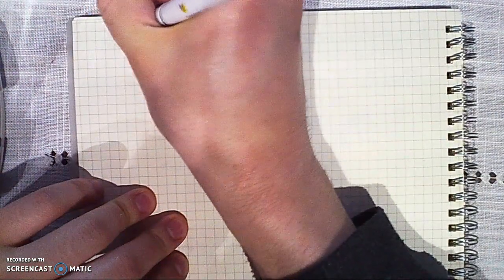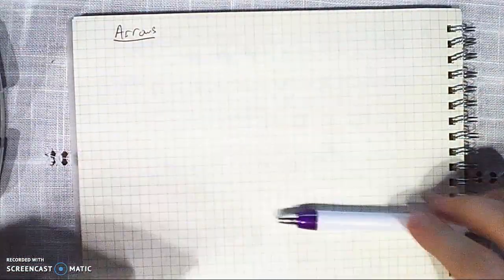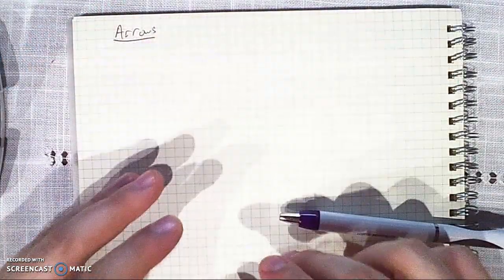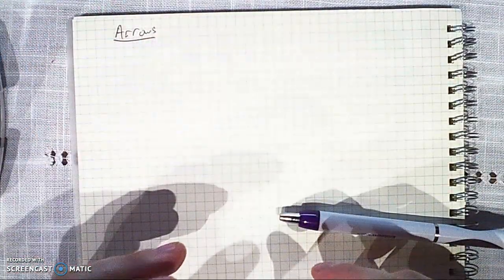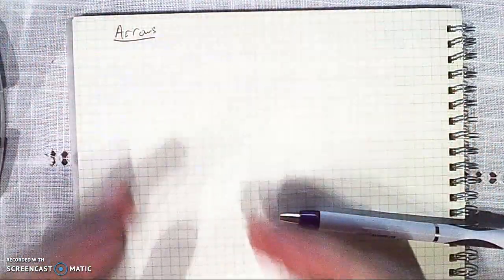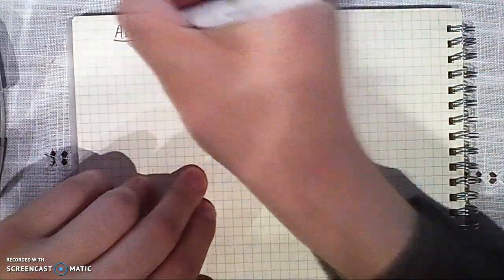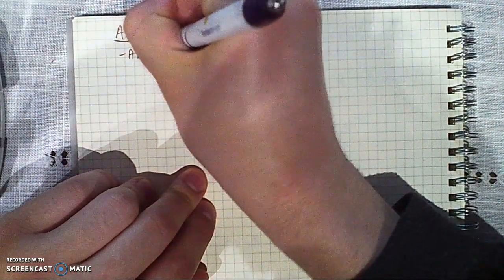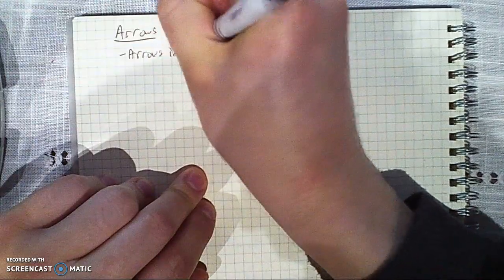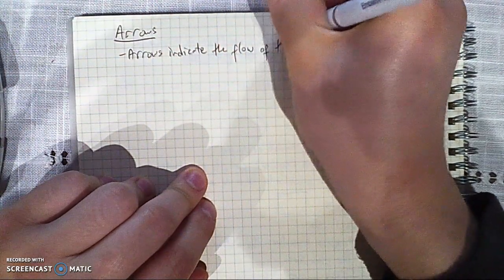Arrows. So a flowchart, there's a flow. You're going through a process. Arrows indicate that flow, where you go from one step to another. Sometimes it doesn't just go straight down. Sometimes you loop back to a certain part of your chart. So arrows indicate the flow of the chart.